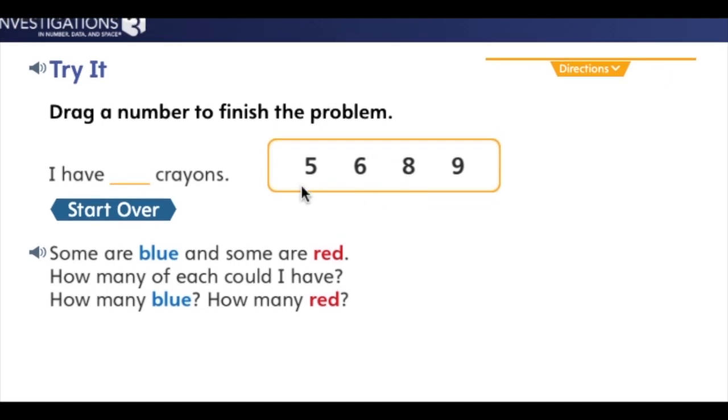You can pick a number, 5, 6, 8, or 9, and pick that many crayons and build your own. How many blue? How many red? It's up to you. See if you can find more than one way to solve the problem.